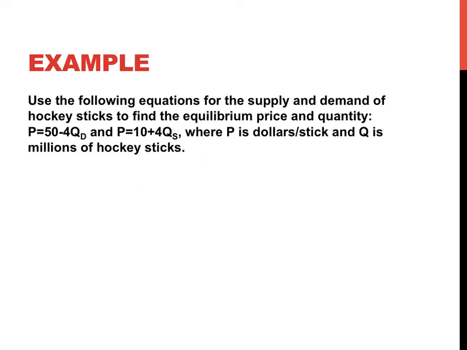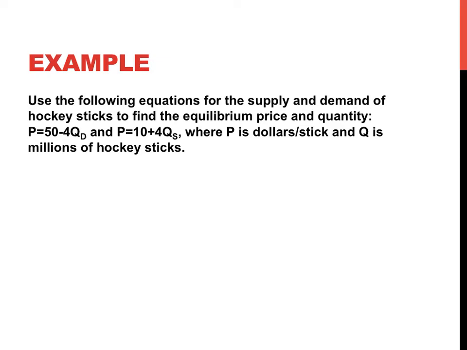So let's do an example. And remember, with these examples, it's helpful to pause the video, try to work through the problem on your own, and then restart the video to check your work. Okay, so use the following equations for the supply and demand of hockey sticks to find the equilibrium price and quantity. So here we have P equals 50 minus 4QD, and P equals 10 plus 4QS, where P is the dollars per hockey stick and Q is millions of hockey sticks. Okay, so pause the video and try to work through this on your own.